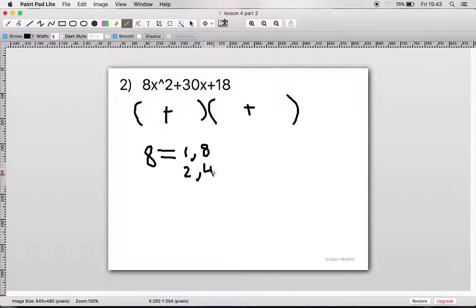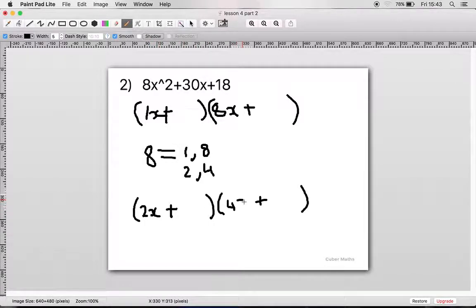Now how we can do this is by trial and error. So we need to set out two sets of brackets. So here's our first one. Here's our second one. And in one of them we need to put 1 and 8. So 1x and 8x in this one. In the other one we need to put 2x and 4x. And we just need to try out and see which one works.